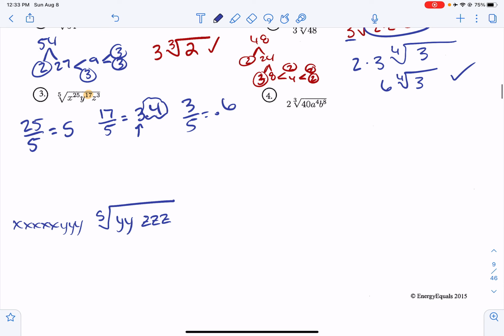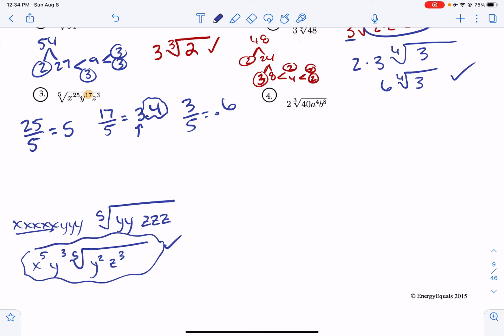So my answer becomes, I've got 5 groups that I pulled out, so x to the 5th. I had 3 groups of Y's, and then I've got my 5th root. Inside, I'm left with y squared and z to the 3rd power.